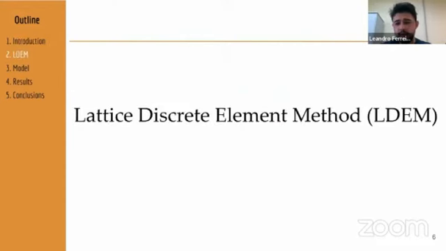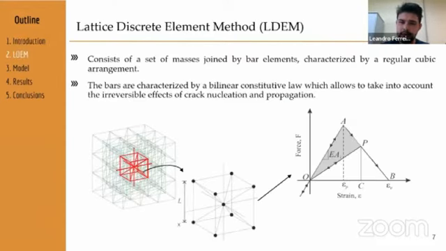The lattice discrete element method consists of a set of masses joined by bar elements characterized by a regular cubic arrangement. The bars are characterized by a bilinear constitutive law, which allows taking into account the irreversible effects of crack nucleation and propagation. In the figure below, it's possible to see the cubic arrangement used in the simulations and also the bilinear constitutive law applied to simulate the fracture in the lattice discrete element method formulation.